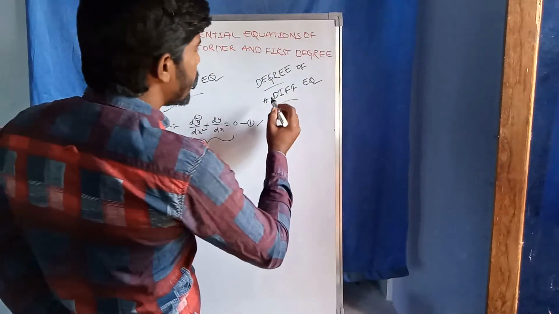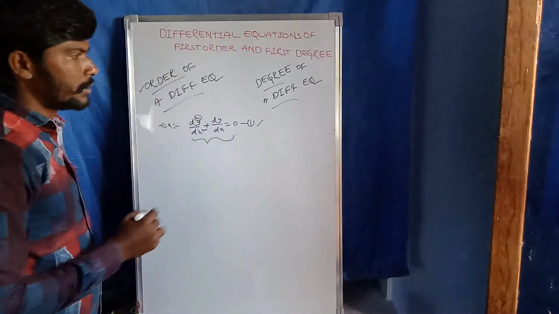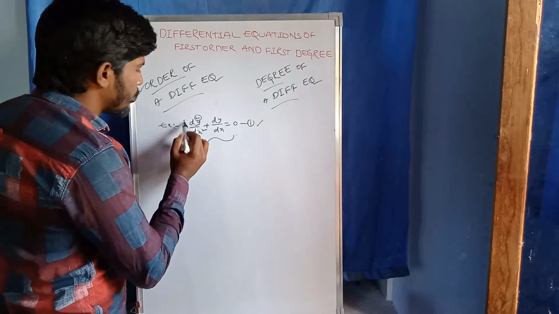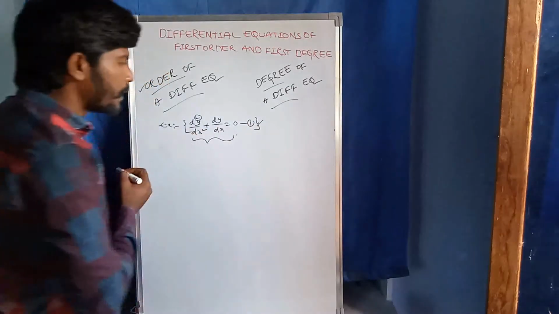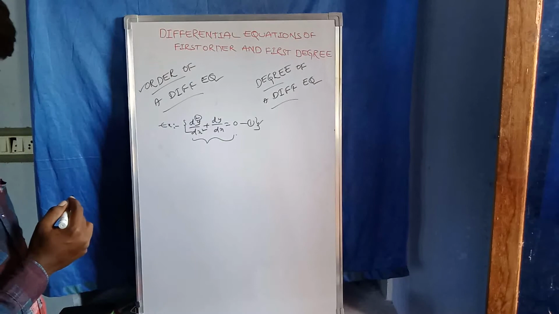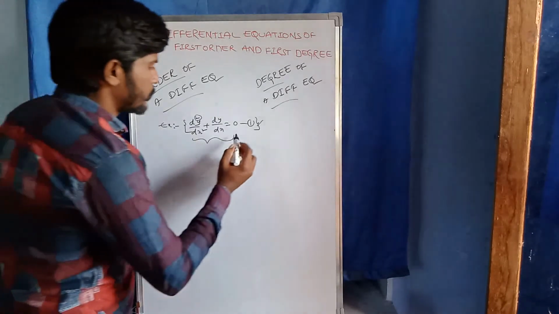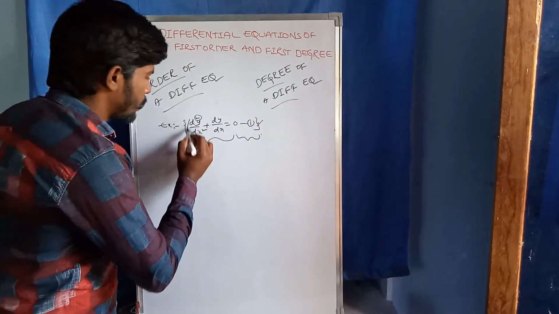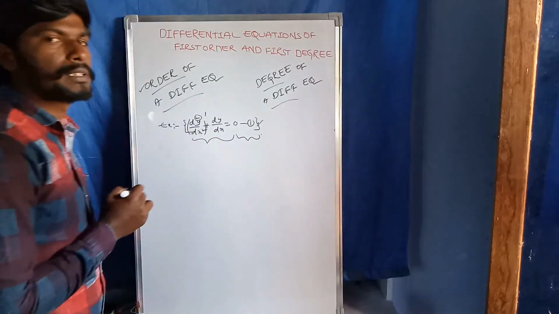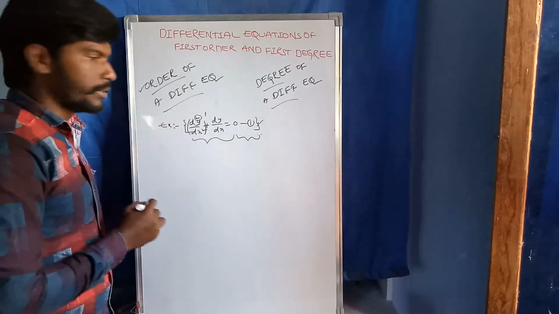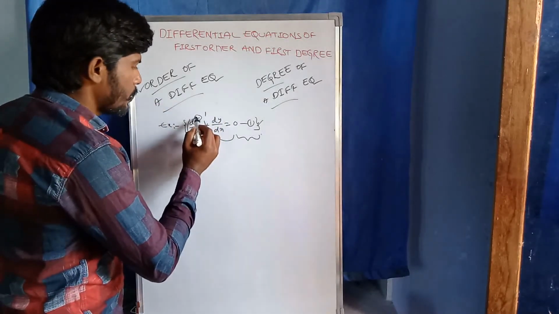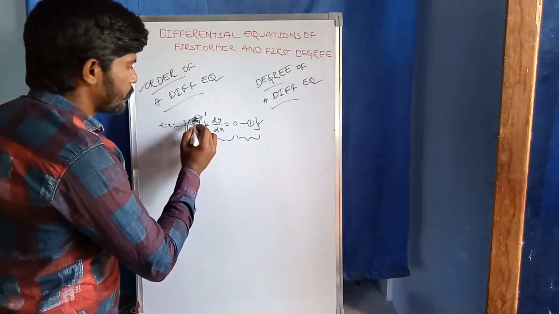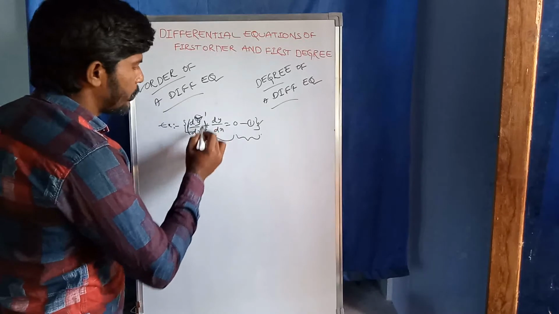Now the degree of a differential equation. The degree of the highest derivative of the differential equation is the degree of the differential equation. So the highest derivative is 2. Degree of the highest derivative is 1.